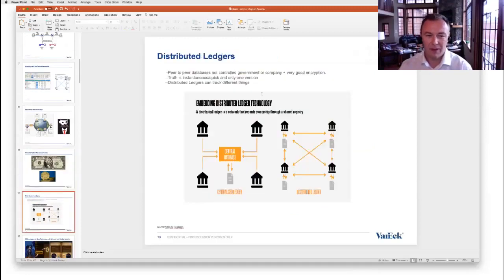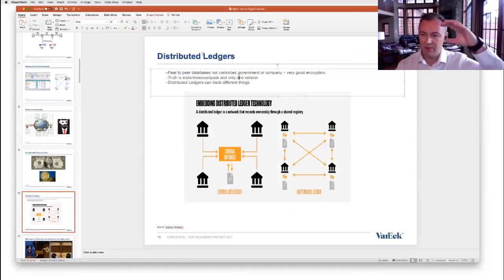And the thing that you should remember is that this is a peer-to-peer distributed ledger, which is the parent category for things like Bitcoin. They're not government or company-controlled peer-to-peer databases. Truth is pretty much very quick or instantaneous, and you can track all kinds of things on these ledgers.